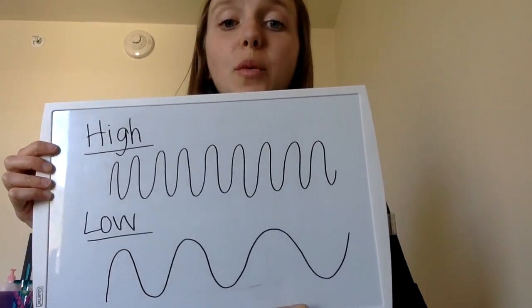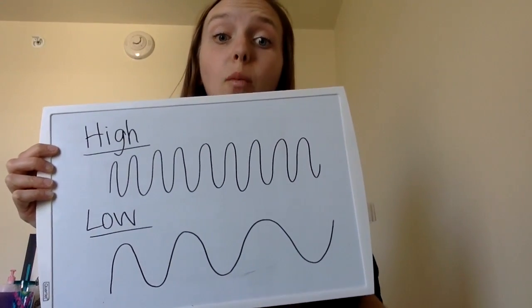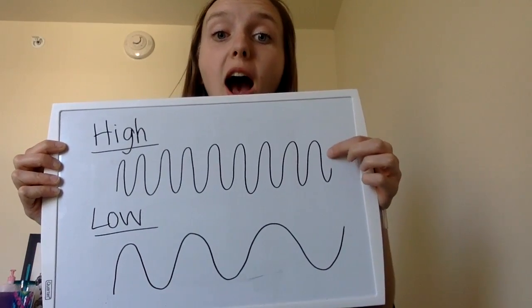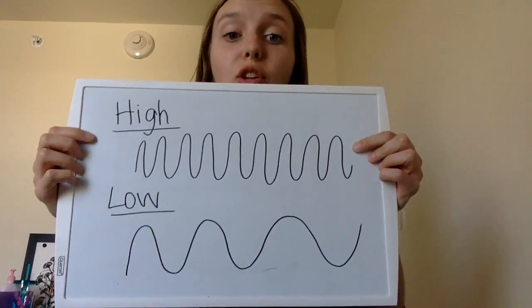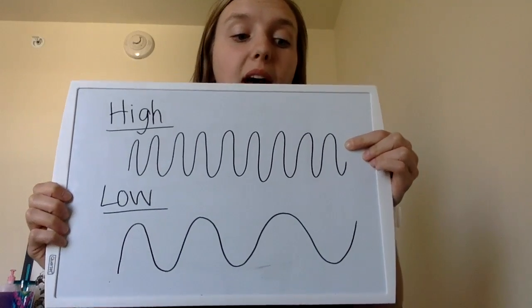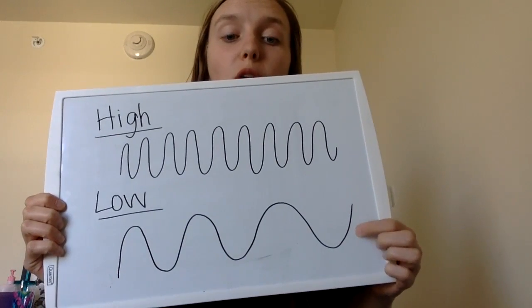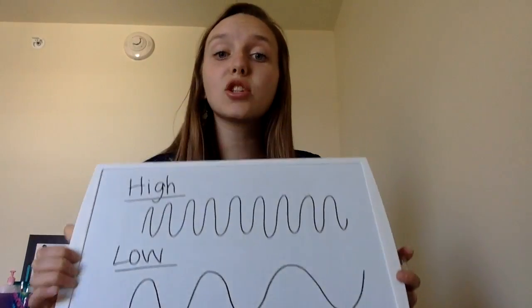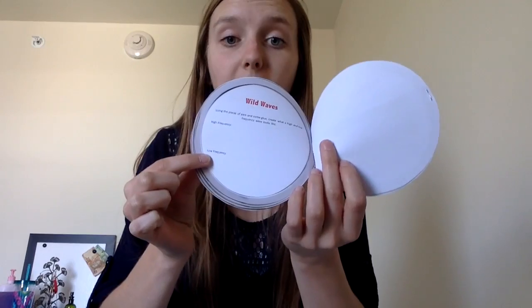Now I want to show you what a high and low frequency sound wave looks like. Because the vibrations are moving faster, a high frequency wave is going to look like this. And because vibrations are moving slower, a low frequency wave is going to look like this. So using the string that was provided to you with your Slinky booklet, I want you to show me what a high and low frequency wave looks like.